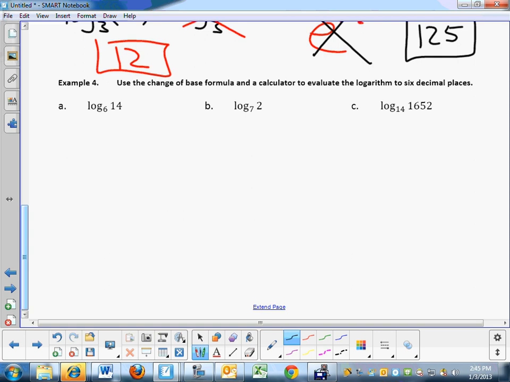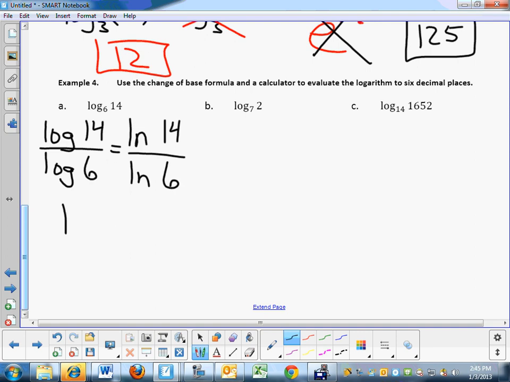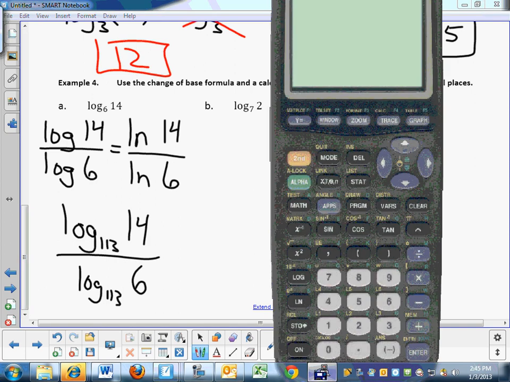Log base 6 of 14. You have 2 options. What is currently the base? I could change it to a base of 10 and do the log of 14 divided by the log of 6. Or you could change the base to e and do natural log of 14 over natural log of 6. In fact, you could choose to change it to a base of 113. The question is, why would I not choose 113? That button is not on my calculator. I have these two buttons on my calculator. So I take out my calculator.